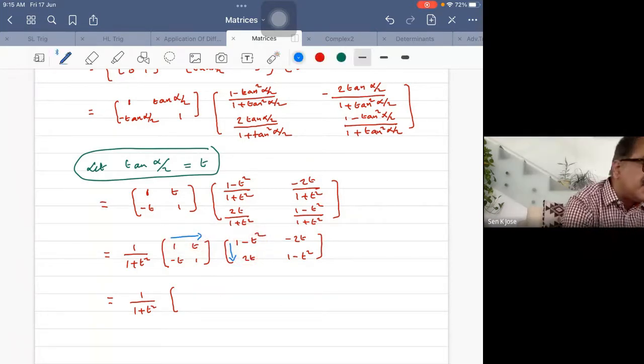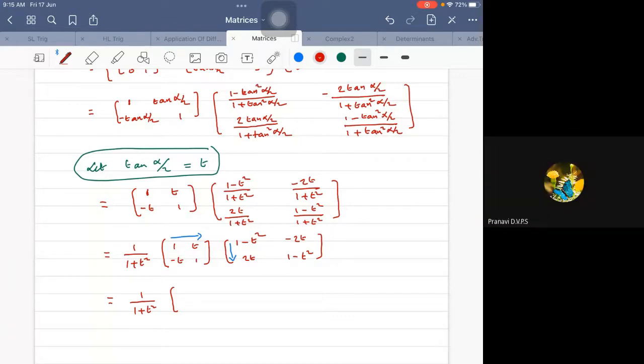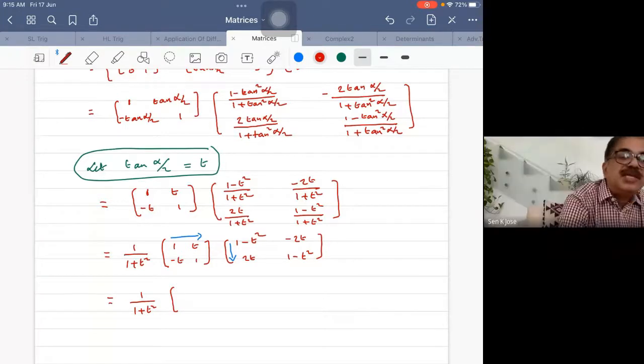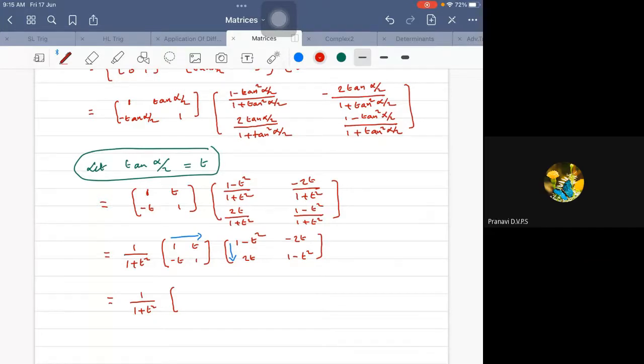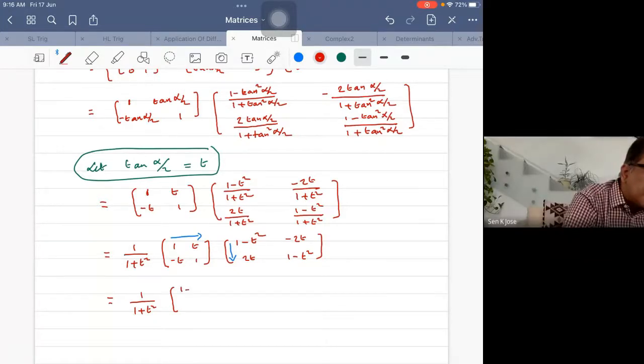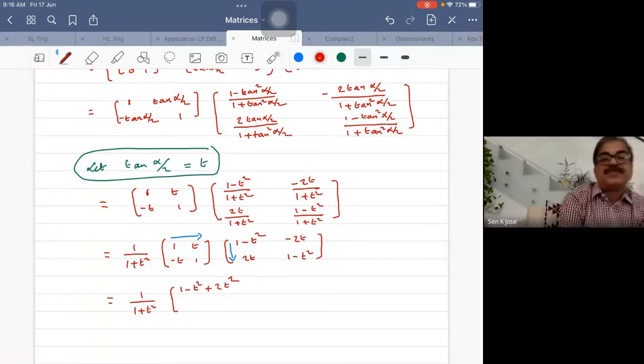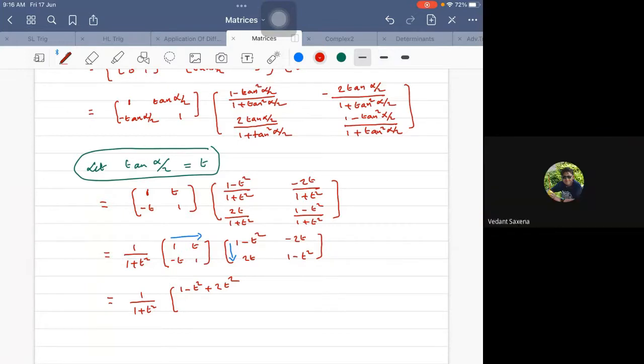So the first row goes along the first column. Pranavi, multiply and tell me what do I get? 1 into 1 minus t square, plus t into 2t, which is 2t square. So 1 into 1 minus t square is 1 minus t square, plus t into 2t is 2t square. Do you all see that? Okay, Vedant, tell me the next term. First row into the first column is finished. Now the next term will be: we'll multiply 1 and t with minus 2t and 1 minus t square.